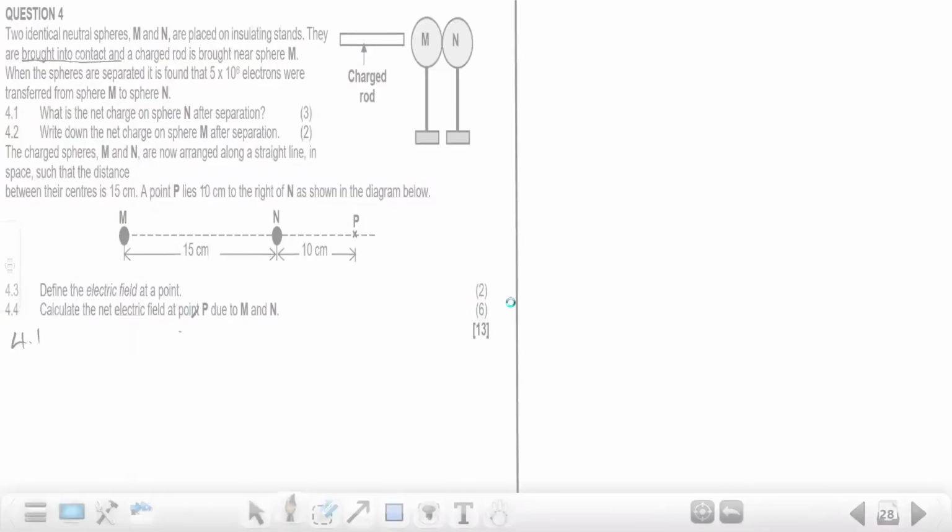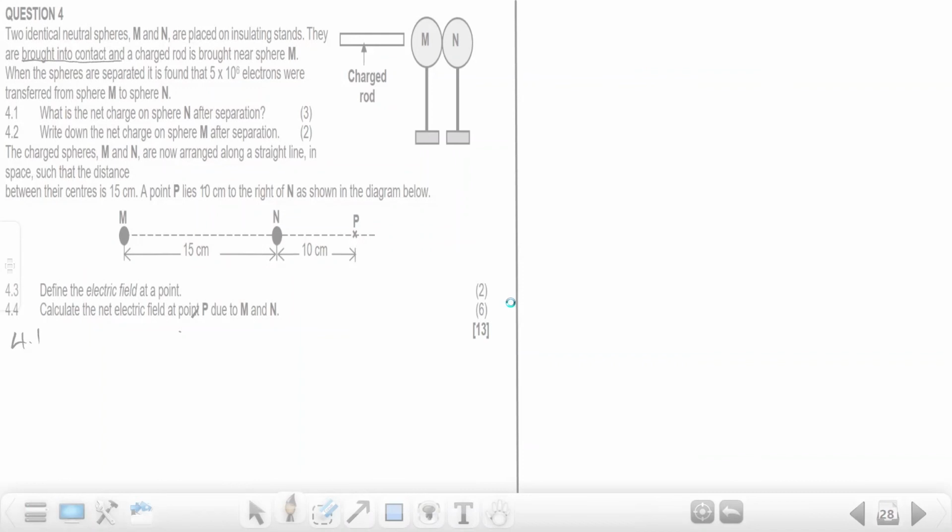So now we are told that a charged rod is brought near the sphere M. When the spheres are separated, it is found that 5 multiplied by 10 to the power 6 electrons were transferred from M to sphere N. So what is the net charge on the sphere N after separation? This one will be easy to do because we are given the number of electrons, and we have the charge of an electron, which is a constant. That one will be easy to do.